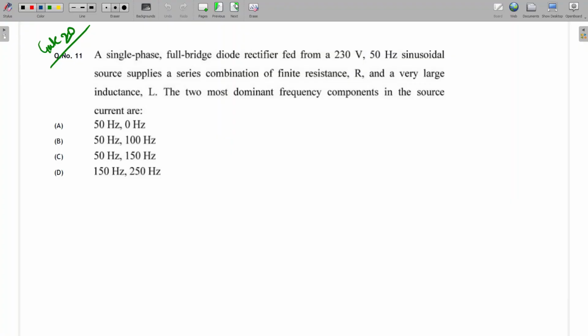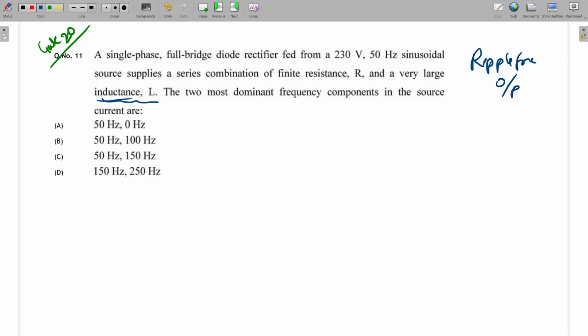So some questions we will do first. After that I will move to the fully controlled rectifier. So this is very easy. Question 20, I think all of you can answer. A single phase full bridge diode rectifier fed from a 230 V, 50 Hz sinusoidal source supplies a series combination of infinite resistance and very large inductance. So very large inductance means what? This is a ripple free output current.